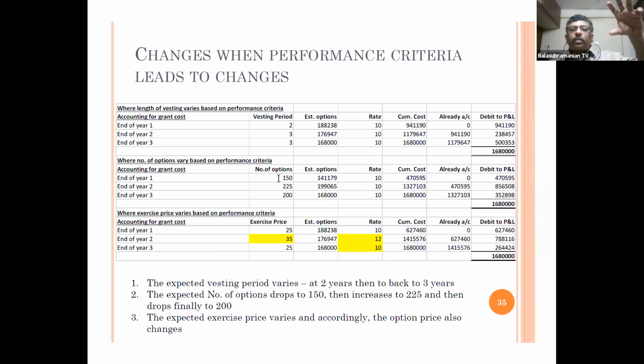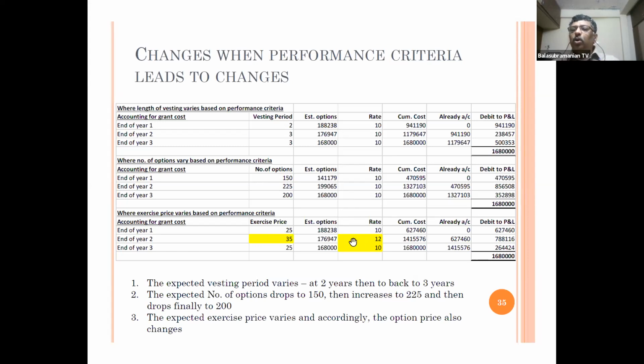Let's say the options were linked to the performance of the company, and if the company performs this way, you will get 200, otherwise 150, otherwise 225, like that. So when that varies, when it becomes 150, you recompute based on that. So that calculation is also given here. And similarly, the next thing which can change is the exercise price can change. There also you will find that it has a variation.